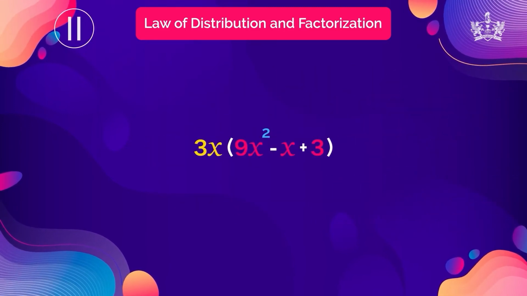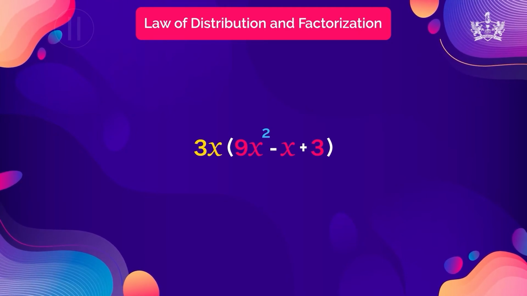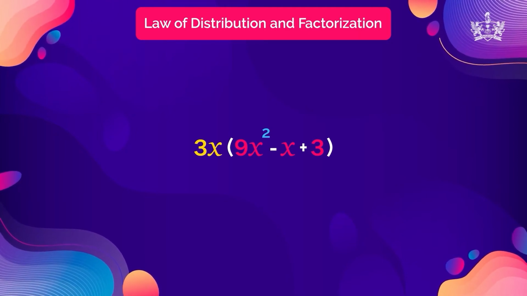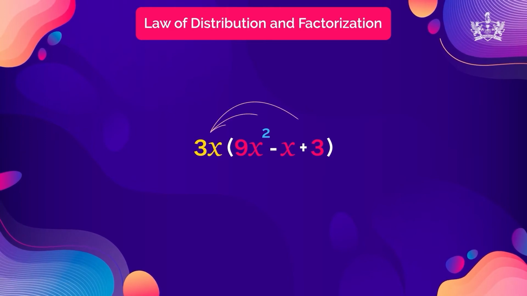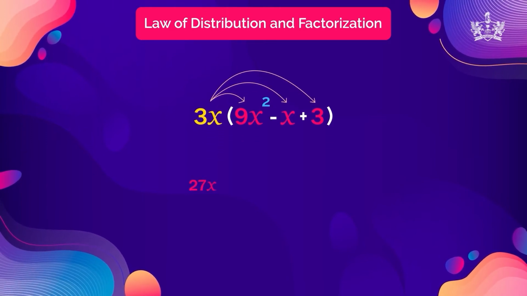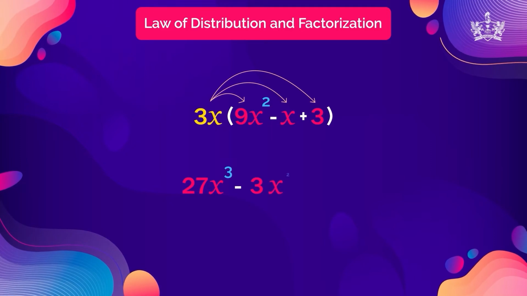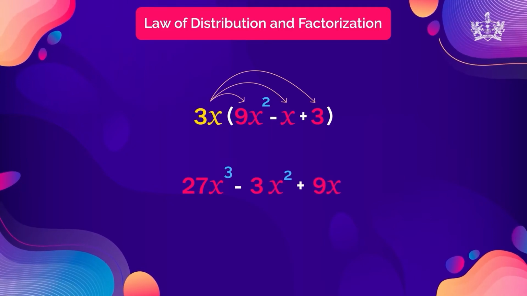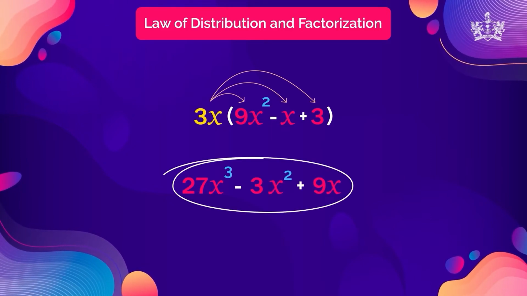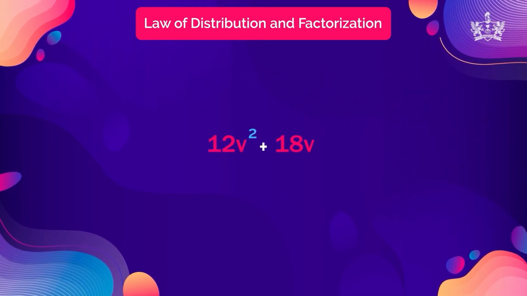Go ahead and pause the video and see if you can distribute this. Okay, so once you have multiplied the 3x to all the terms, you should have gotten 27x cubed minus 3x squared plus 9x. Alright, now let's see if you can factor this.